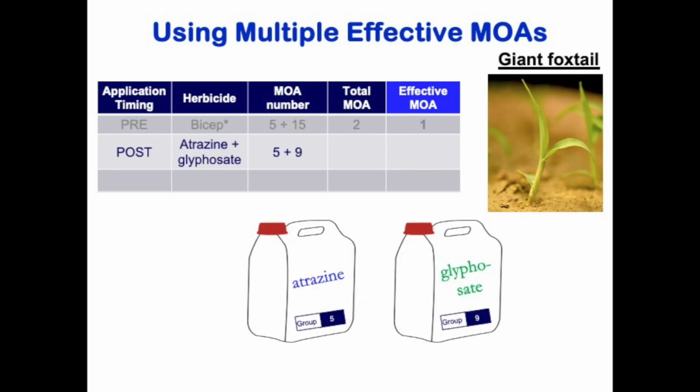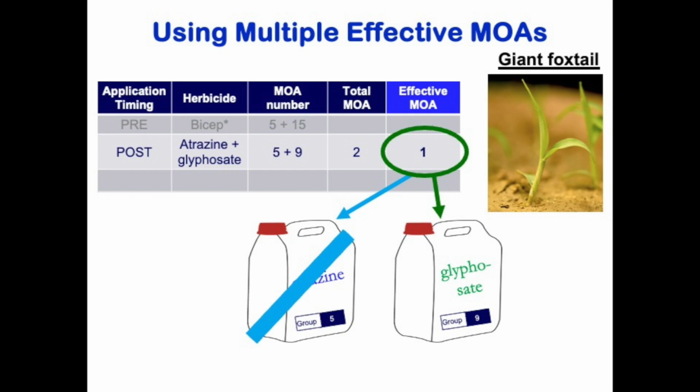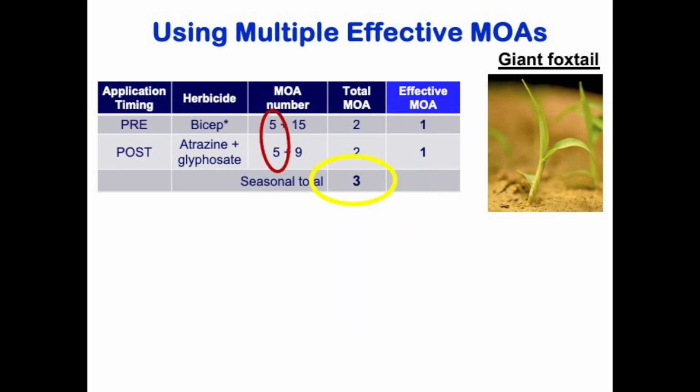For post-emergence, we're using a tank mixture of glyphosate plus atrazine. Again, the atrazine portion is not effective for giant foxtail control, while glyphosate provides excellent control. Again, we have one effective mode of action with our post-application. So while over the course of the season, giant foxtail is being treated with 3 herbicides, it is 2 effective modes of action. Remember, we're looking for at least 2 effective modes of action for herbicide resistance management.